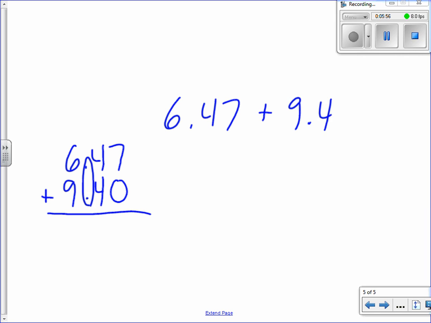Then I just add. 7 plus 0 is 7. 4 plus 4 is 8. Bring my decimal straight down. 9 plus 6 is 15. I have 15 and 87 hundredths. Once again, 15 and 87 hundredths. The thing you really need to remember with adding or subtracting decimals, and the kids are really good with this, is you line the decimals up. Once again, line the decimals up.